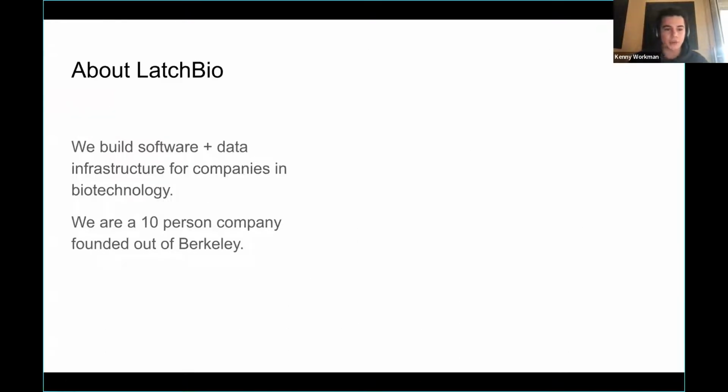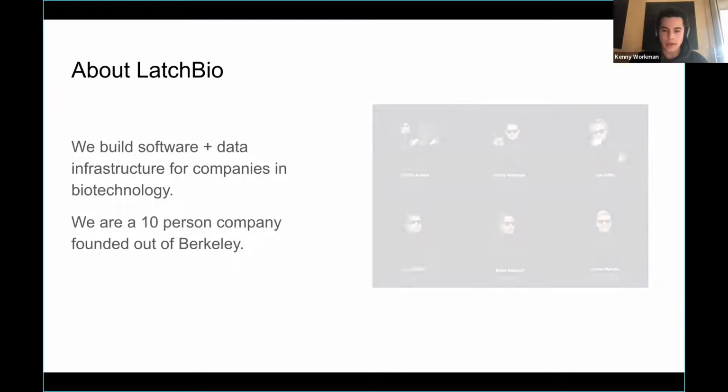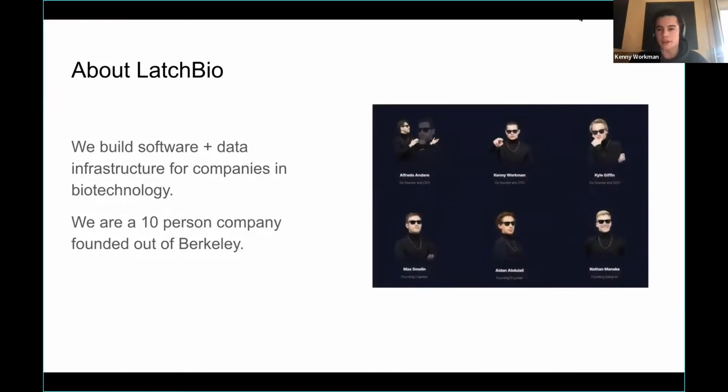About us, we build software and data infrastructure for companies in biotech. We're at this point a 10-person company founded out of Berkeley, and this is the founding team in all of its glory.